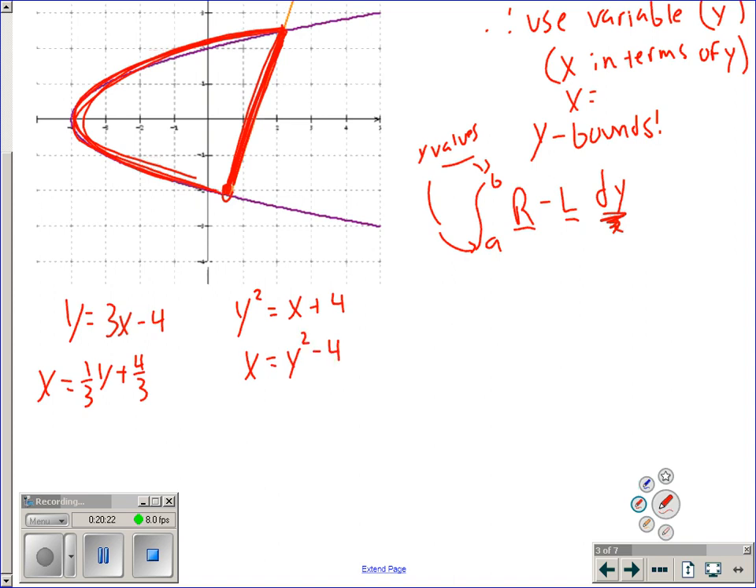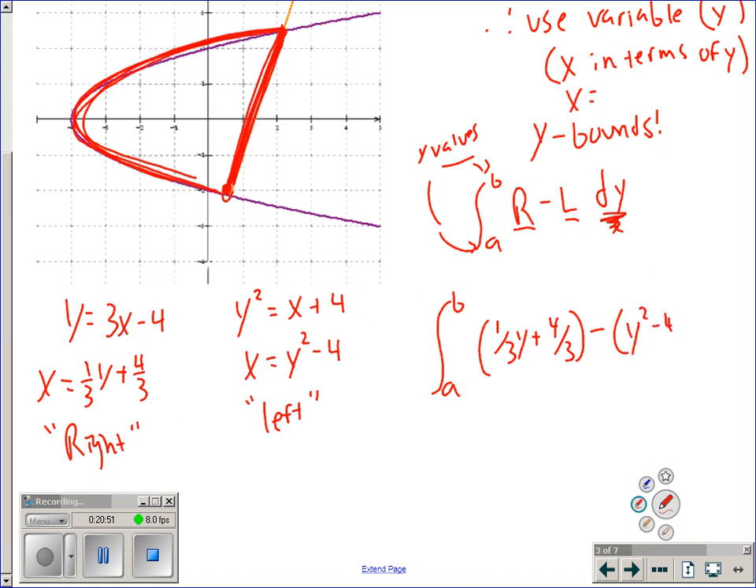Okay? So we can tell from the graph that the linear equation is my right function. This is the one that's always to the right. And my left function is the quadratic. So if I'm setting up my integral, it's the integral from a to b, and we'll talk about the intersections in a sec, of my right function, which is 1/3 y plus 4/3, minus my left function, which is y squared minus 4, dy.